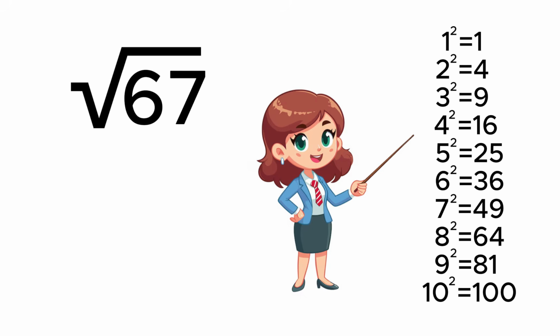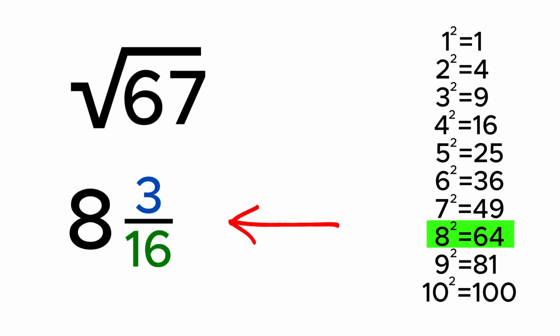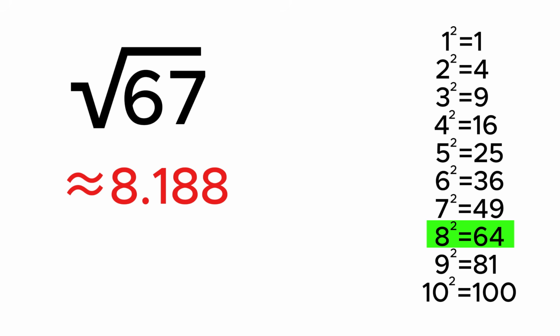For this one, the perfect square just below 67 is 64, so our answer starts with 8. 67 minus 64 is 3. 8 times 2 is 16. So our estimate is 8 plus 3 over 16, which is approximately 8.188. The actual value is about 8.185.